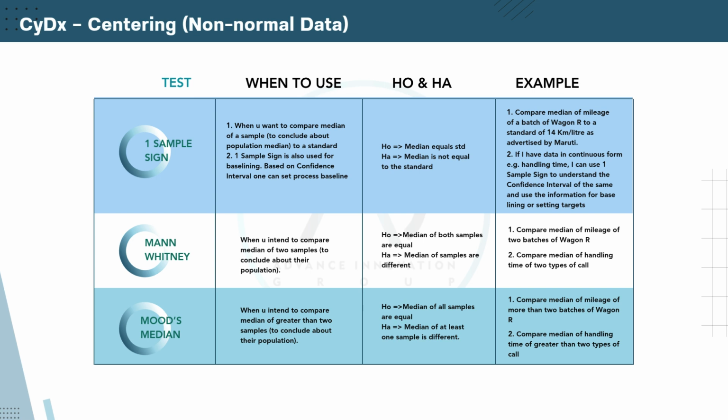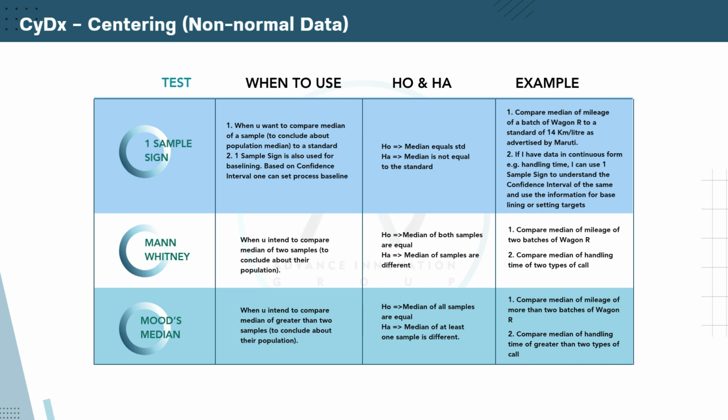One sample sign: use this when you want to compare the median of a single sample to a fixed standard, like a benchmark or historical target. It's also useful for setting baselines using confidence intervals when data is continuous but not normal. Second, Mann-Whitney: this test is applicable when you want to compare the medians of 2 independent groups, commonly used when you have 2 sample groups and non-normal distribution. 3. Mood's median: when comparing medians across more than 2 groups.